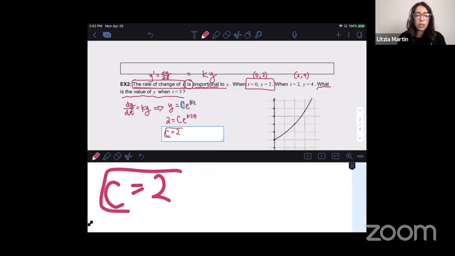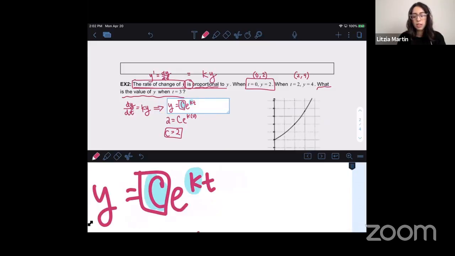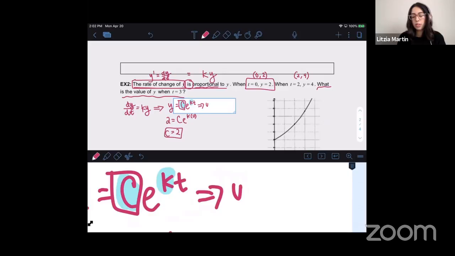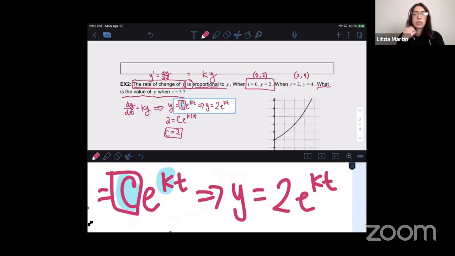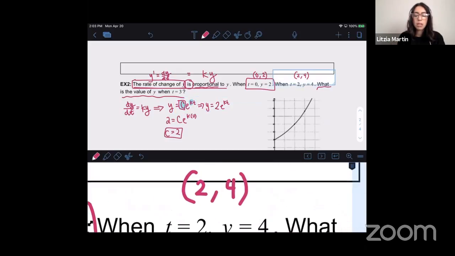Now we figured one of those out. We know that this c is equal to 2. So I'm going to go ahead and plug that in. We're one step closer. We still can't plug in that t value because we need to figure out what k is. But remember, we have another point. So let's plug that point in.